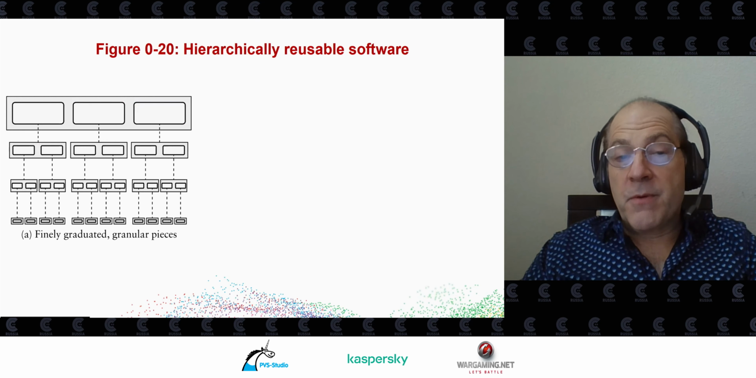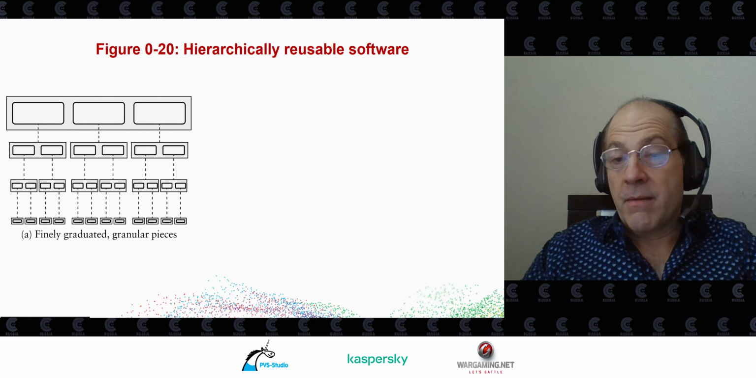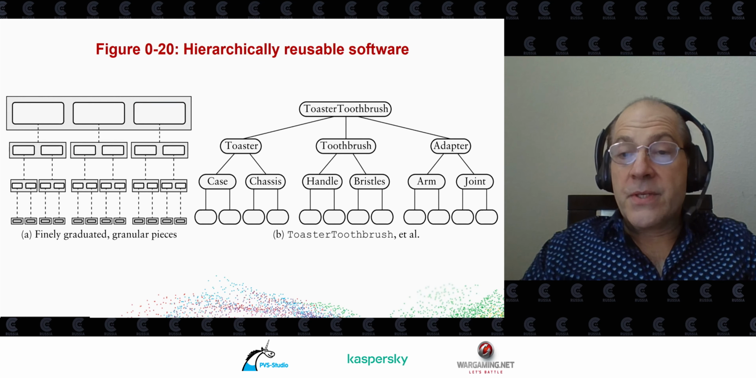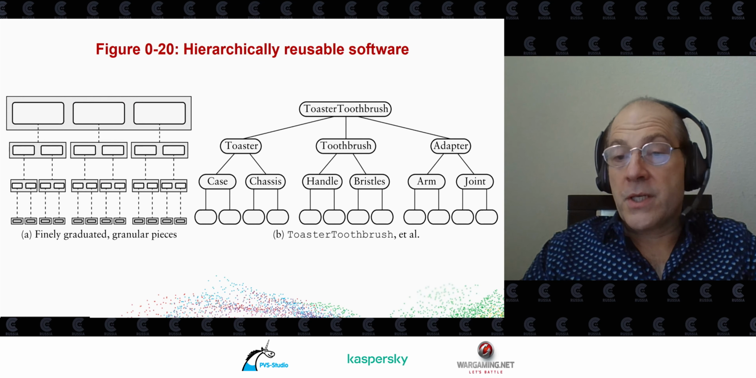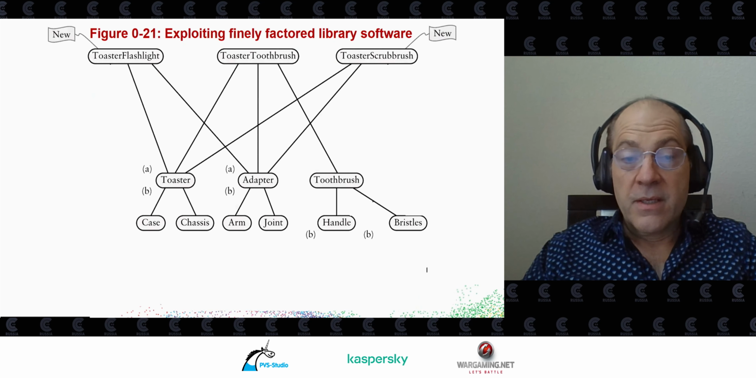So if we have three pieces, the three pieces are probably built out of six pieces that are probably built out of so on and so forth, and you can see the hierarchy. On the right here, you see a toaster toothbrush is built out of a toaster, a toothbrush, and an adapter. The toaster has a case and a chassis. The toothbrush has handles and bristles. The adapter has an arm and a joint. You can see that this hierarchy goes down until the point where we have something that simply can't be subdivided. We're talking about things that are so low that normal people don't see them, like electrons and atoms and molecules, such things. Those are the things that people use over and over and over and over, but you don't know it because you don't really deal with those when you're writing applications.